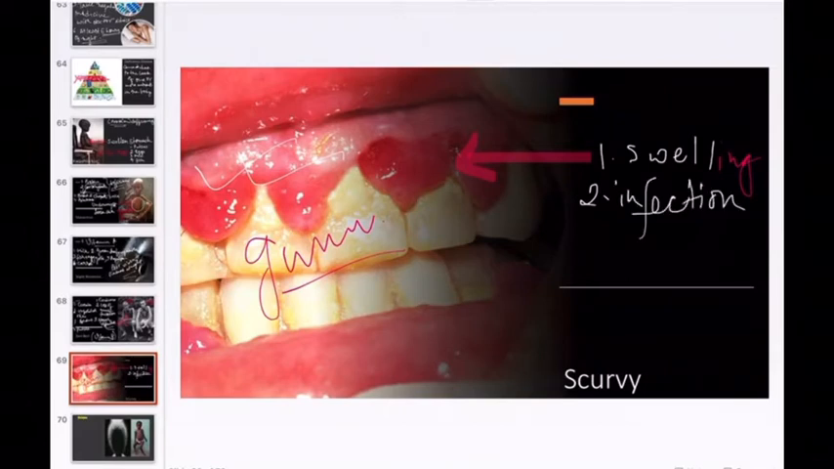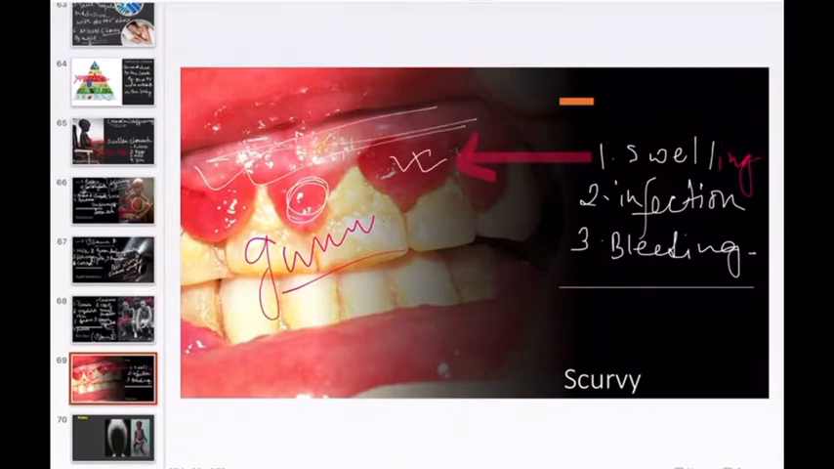Next is infection, and their mouth will smell so bad, and then they would have bleeding also through the gum. See this picture over here? Swollen, bleeding, and the color itself is showing how infectious these teeth and gums are. And this happens due to deficiency of vitamin C.